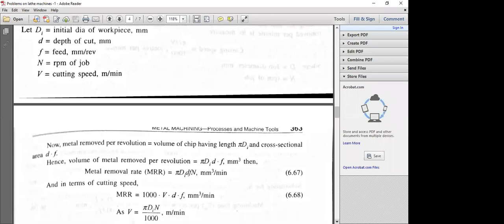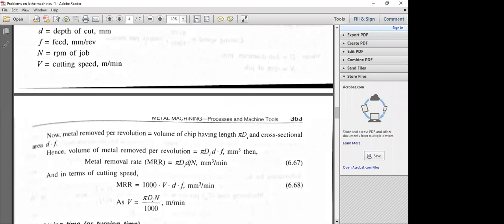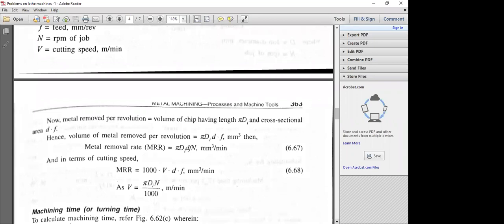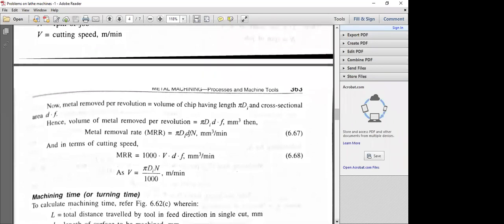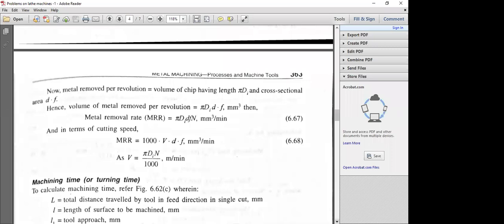In terms of cutting speed, we can express the metal removal rate as 1000 into V into D into F. What is V here? It is nothing but pi Di N by 1000. What is Di here? Already we have seen, it is the initial diameter of the workpiece. So that is the metal removal rate we have seen. We'll do some problems based on this after finishing the machining time or turning time.